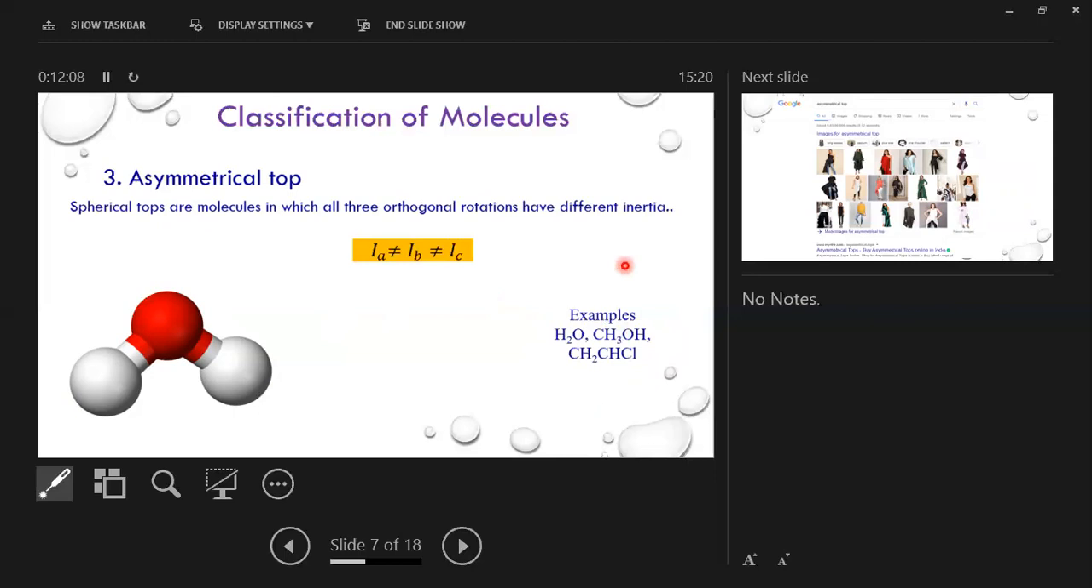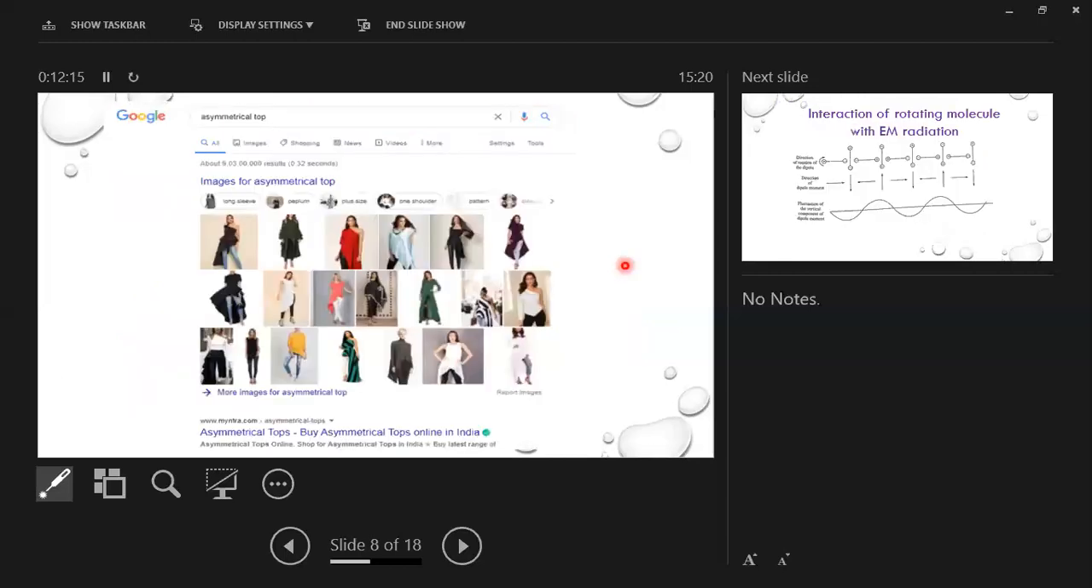I was quite surprised when I just Googled asymmetric top, and the result was like this. These are nothing but dresses for girls. And if you see, these dresses are basically asymmetric, and that's why the name asymmetrical top. I don't know what this is, but Google is showing this, and we find a very relevant relation between asymmetrical top molecules and asymmetrical top dresses.